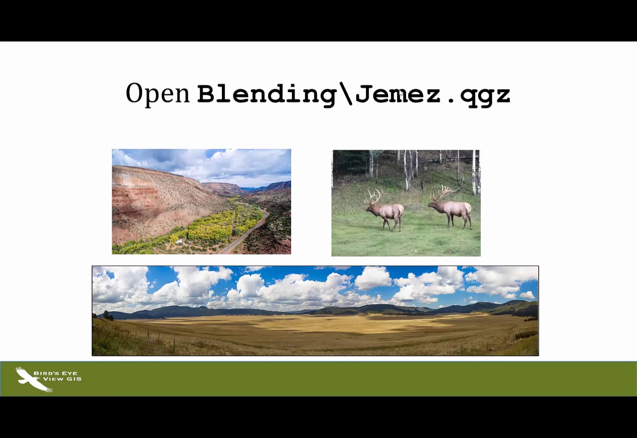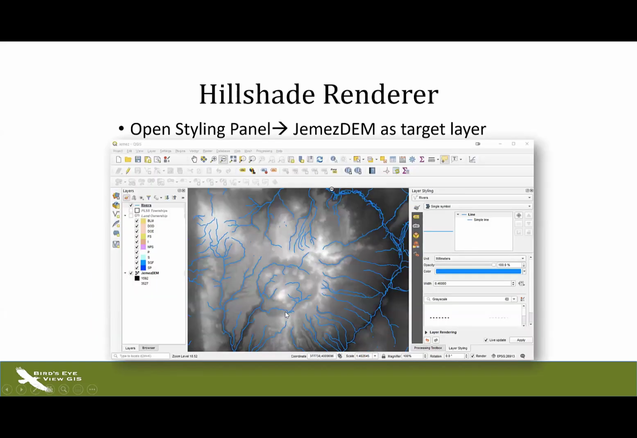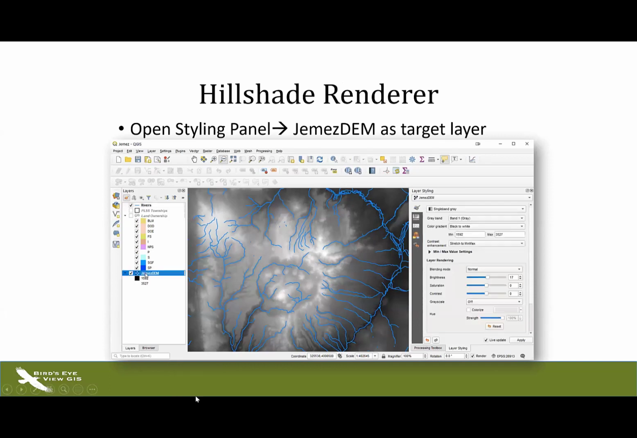Jemez, if you've ever been to New Mexico, is a volcanic caldera. It's about an hour north of me here, and it's a beautiful spot. It used to be a super volcano that exploded several million years ago and left a big volcanic caldera at the top, and it has lots of elk and beautiful scenery. And so this map has some information for the Jemez. The center ring here is the actual caldera that we were just looking at in that photo.